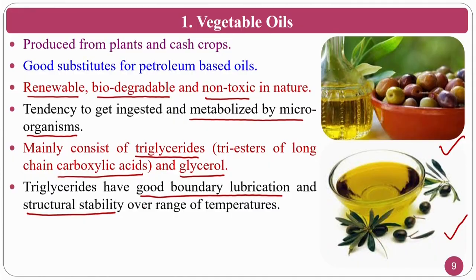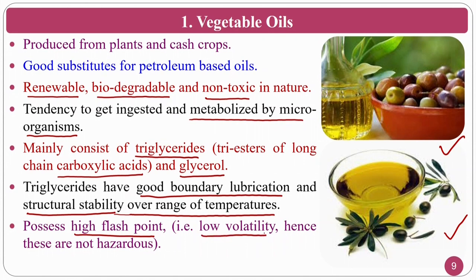That's why the structural stability of the cutting fluid should be good over the range of temperature. That's what, in the particular range of operation, if the structural stability is not changing, that means every molecule of the cutting fluid within the cutting fluid tank, after recirculating also, will have a good or uniform structure. Okay, it possesses a high flash point normally, that means low volatility, that means that it is not volatile. So whenever it is exposed to atmospheric conditions or to low temperatures like 100 degrees or something, it should not be volatile at that particular temperature or machining temperature.